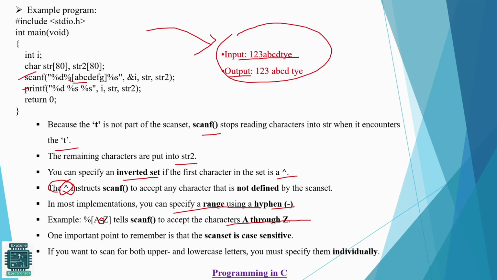One important point to remember is that a scanset is case sensitive. Here the pronunciation remains the same, but they differ, like uppercase and lowercase. Here is A and this is also a, but these two are different for a scanset. That's what we call case sensitive. If you want to scan both uppercase and lowercase, you must specify them individually. Okay.